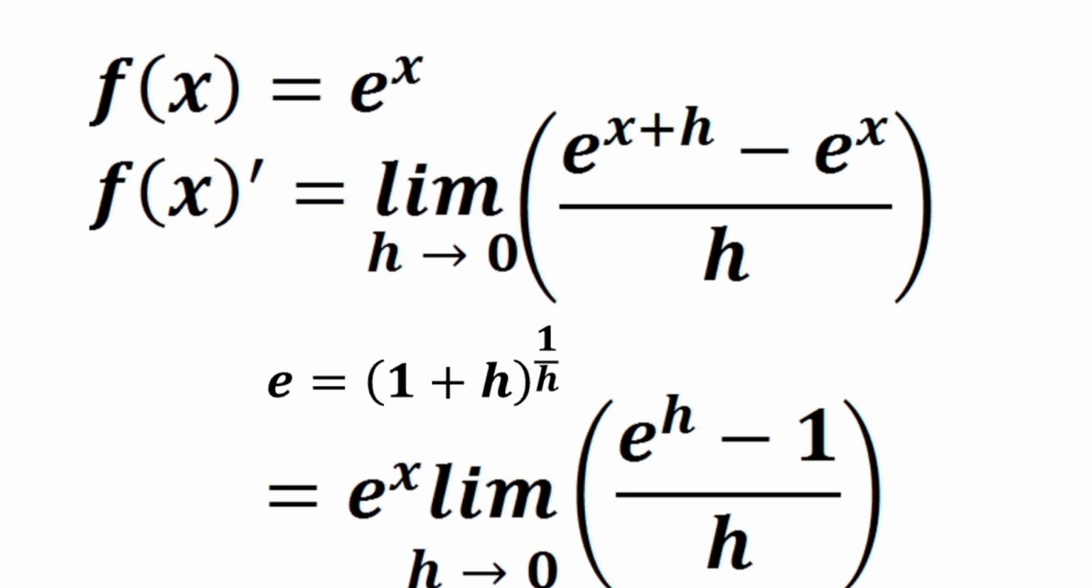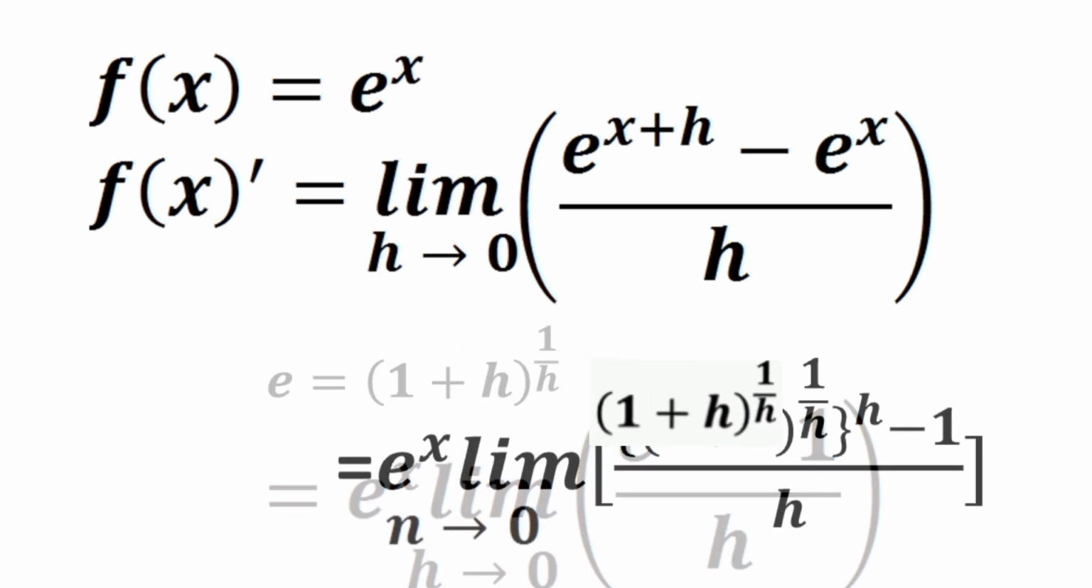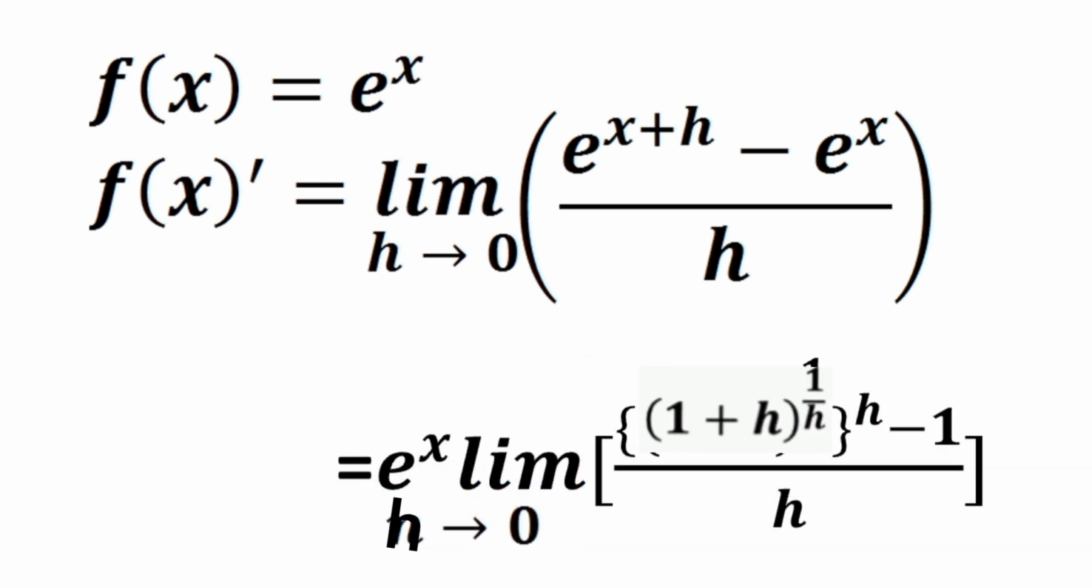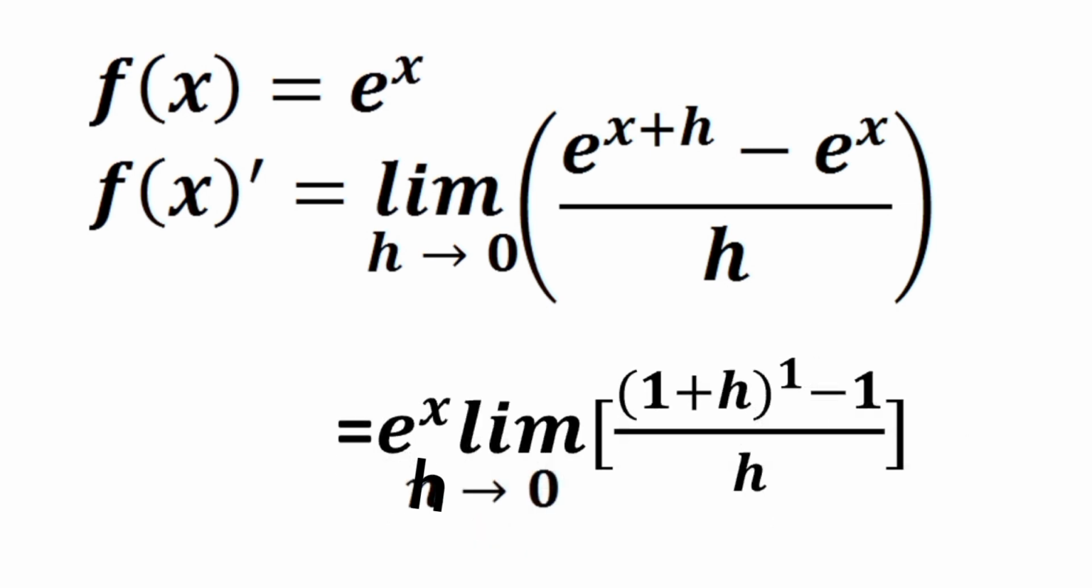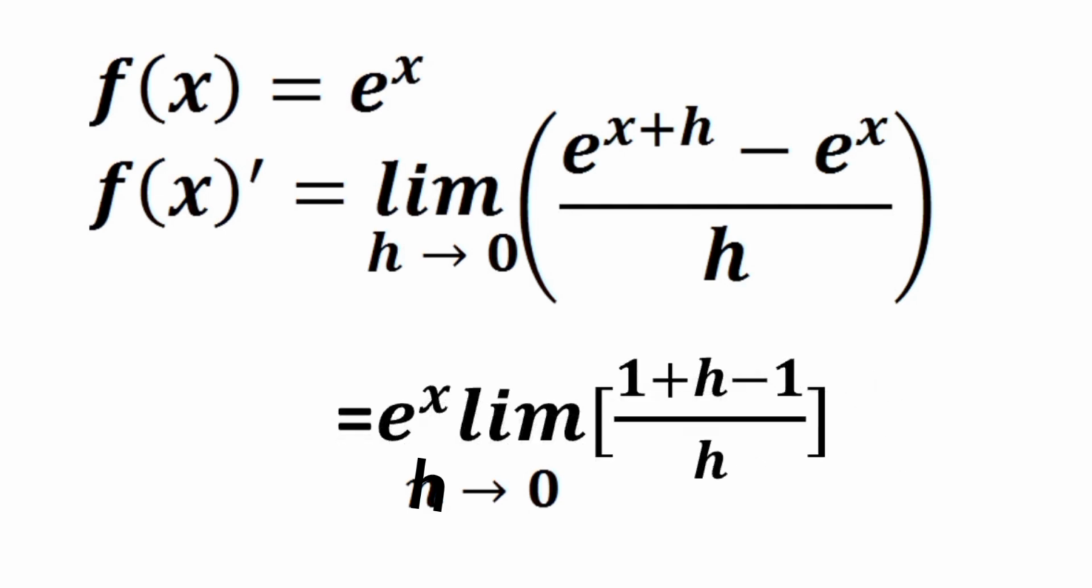We can substitute this to e, so we have the limit as quantity 1 plus h raised to the 1 over h all raised to the power h minus 1 all over h. Power 1 over h cancels with the power h. So we have inside the limit 1 plus h raised to power 1 minus 1 all over h. This can be simplified as 1 plus h minus 1 over h. 1 minus 1 is 0.